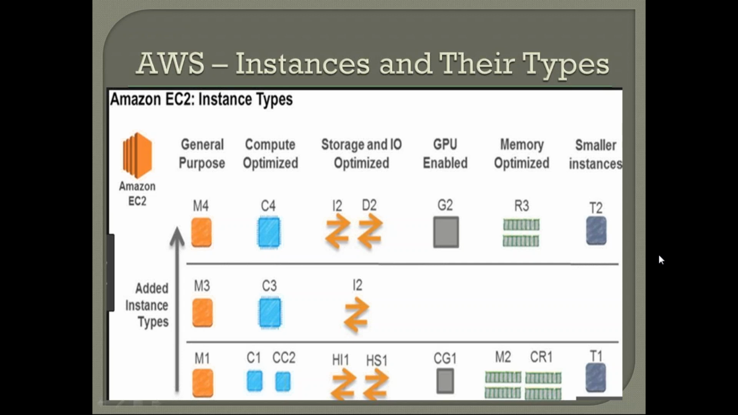So Amazon is providing many instance types. As you are seeing on the screen, we have M4, C4, I2, D2, G2, R3 and T2 types of instances. So what are these M4, C4, I2, D2, G2, R3 and T2? Those are the things that we are going to see in this session elaborately and briefly.